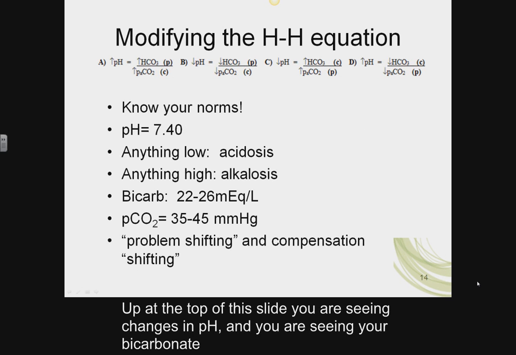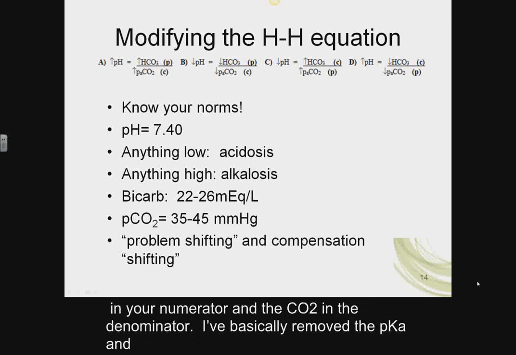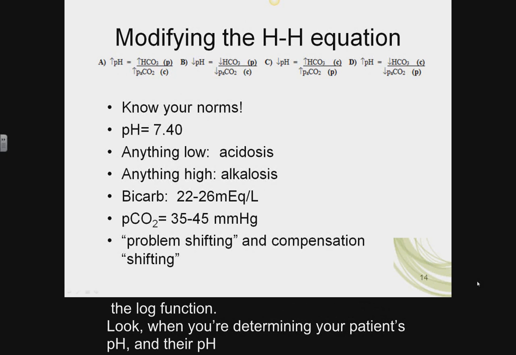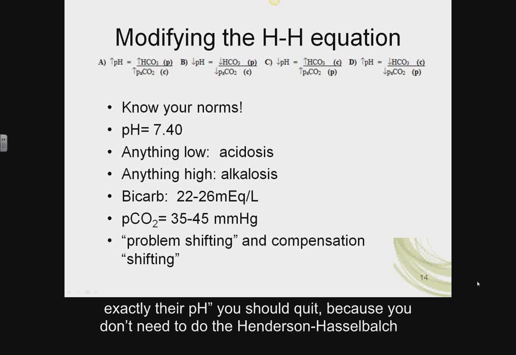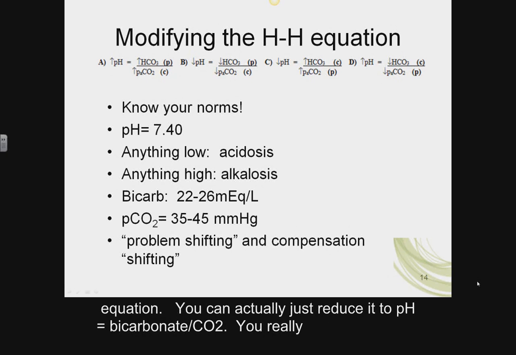Up at the top of this slide, you are seeing changes in pH, and you are seeing your bicarbonate in your numerator and the CO2 in the denominator. I've basically removed the pKa and the log function. Look, when you're determining your patient's pH and their pH imbalance issues, if you are working for a hospital that says, we want you to calculate exactly their pH, you should quit, because you don't need to do the entire Henderson-Hasselbalch equation. You can actually just reduce it to pH equals bicarbonate divided by CO2. You really can. Let me explain to you why.